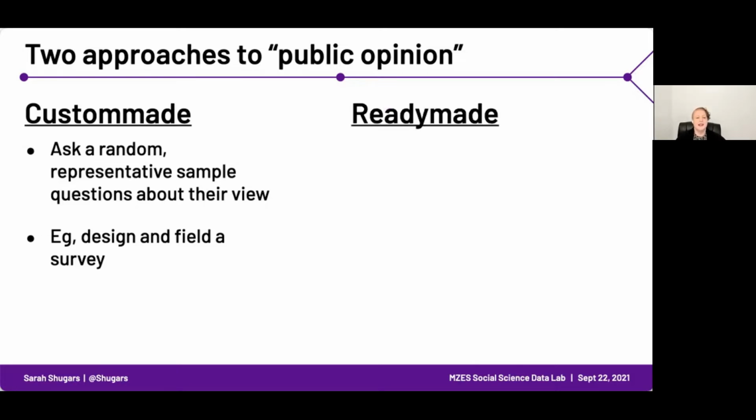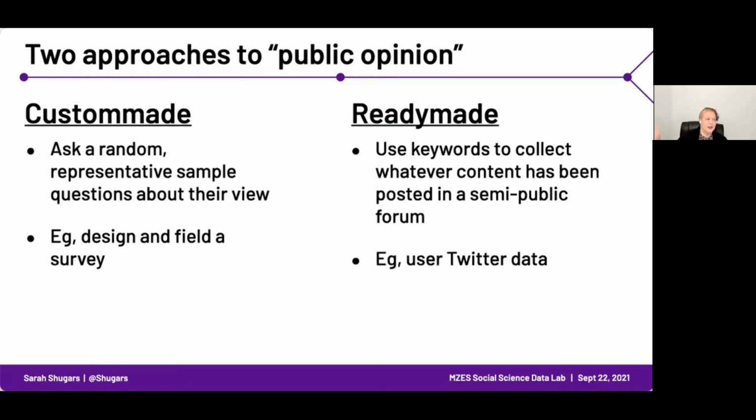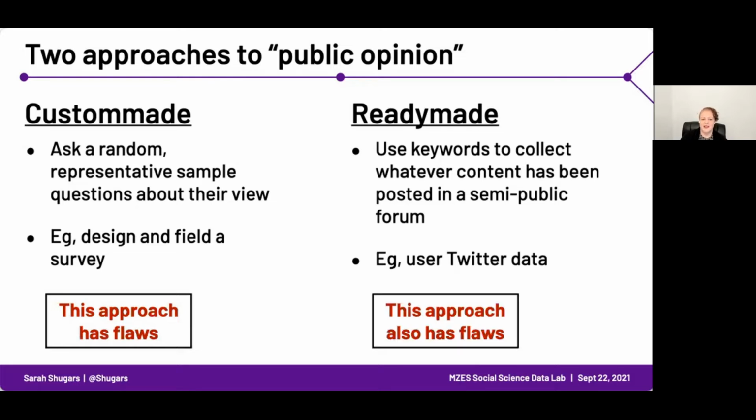Now, the ready-made example of this would be to say, oh, people are actually freely posting their opinions on social media, such as Twitter, for example. So if we want to know public opinion on a given topic, we can just collect a bunch of tweets where people have put their personal opinion out into the public sphere. And we can analyze those tweets to determine what people are talking about and what public opinion looks like. The important thing to note here is that both of these approaches have flaws.